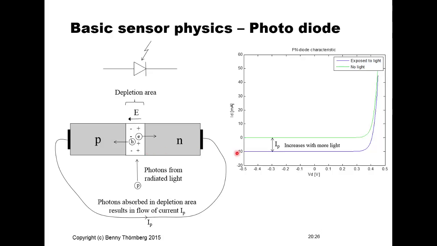We see here the diagram for the voltage-current characteristics for the diode, with voltage on the horizontal axis and current on the vertical axis, and you can see that the curve is shifted if there is light coming from the outside.